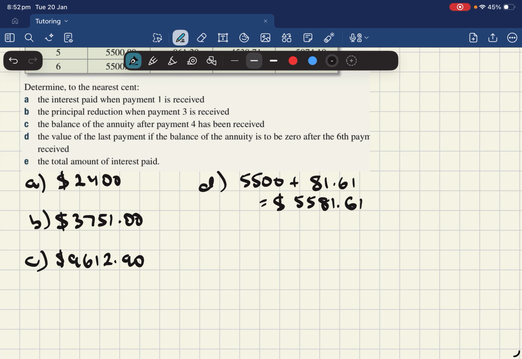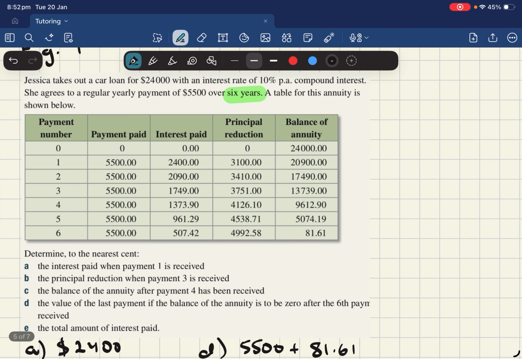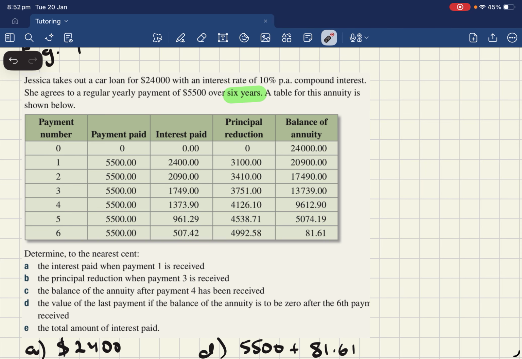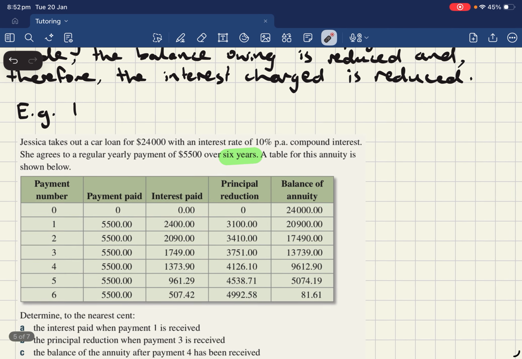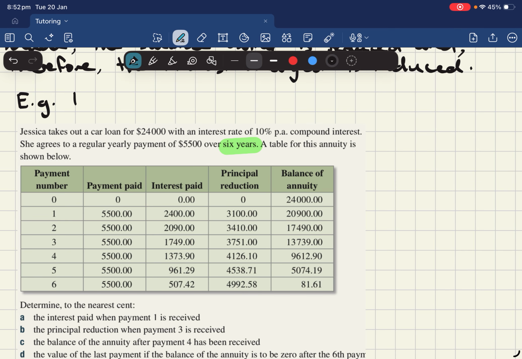And that gives us $5,581.61. So, part E, it's saying the total amount of interest paid. Now, the total amount of interest paid, we are just adding up each of these values. And as you can see, based on our key idea up here, as we pay off the loan, the interest goes down because this interest, this 10%, is getting charged on this balance every single time. So 2,090 is 10% of this. 1,749 is 10% of this. This is 10% of that. So our interest paid is going down as our balance of the annuity goes down as well.